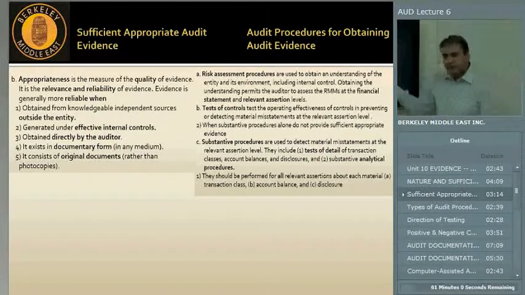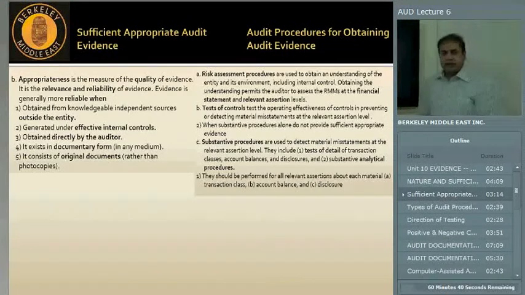Evidence is also more reliable when generated under effective internal controls. If your control system is effective, then it will be considered appropriate. Evidence is more reliable when obtained directly by the auditor, exists in documentary form, and consists of original documents rather than photocopies.